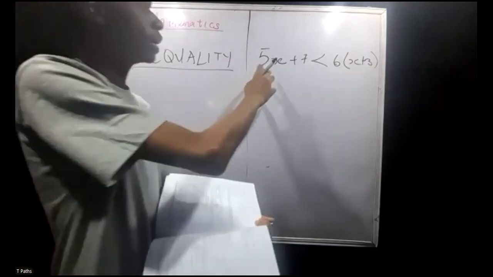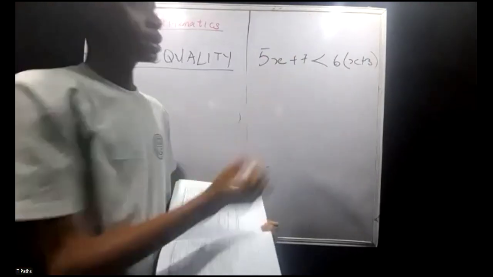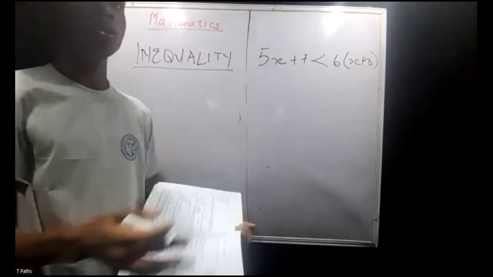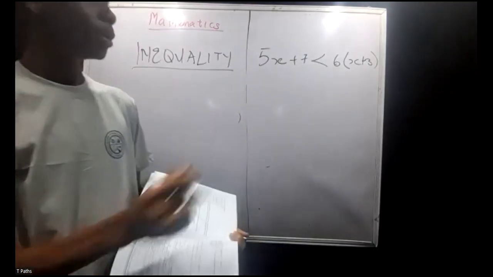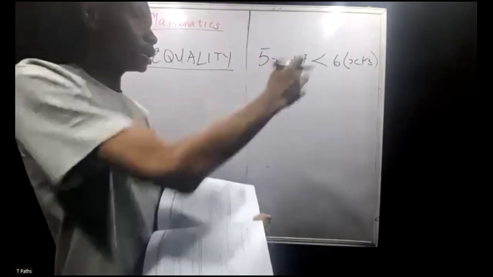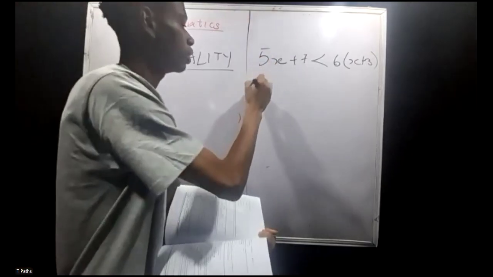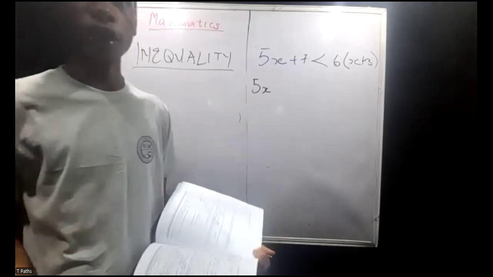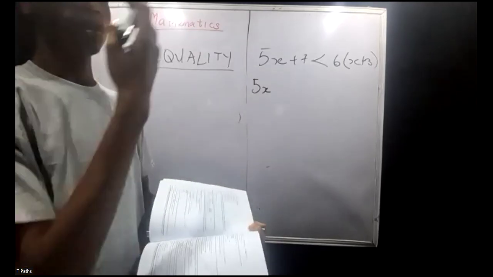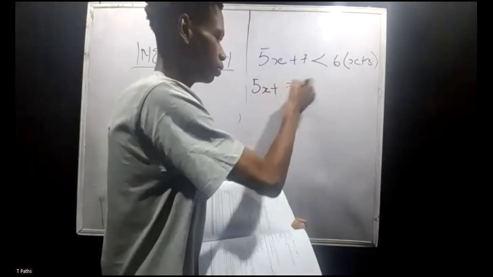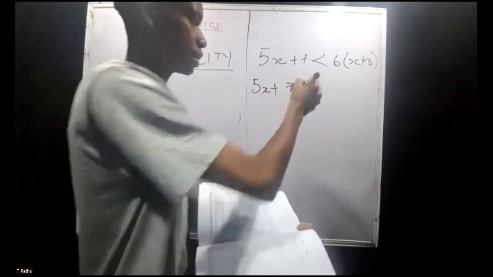If this were an equation, we would have to find a single value for x. But here, this is not an equation because it is an inequality. We'll find the possible values of x. Just like you solve an equation, you do the same thing in inequality. You collect like terms. You bring the variables to one side and the constants to one side.